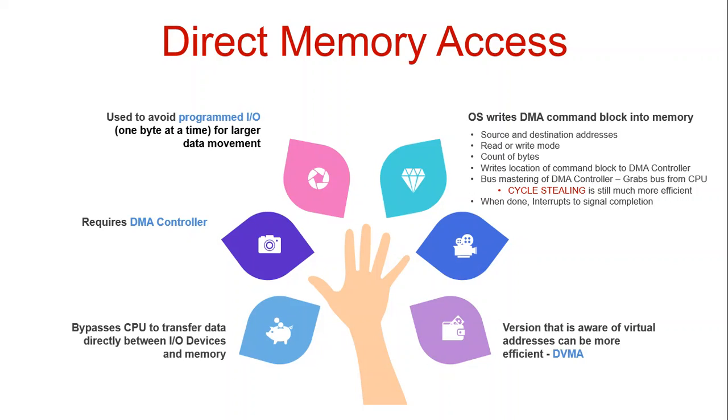The host issues the following commands to the DMA: source and destination addresses, read or write mode, and the count of the number of bytes. It writes the location of the command block to the DMA controller, which does bus mastering, grabbing the bus from the CPU, and when it's done, interrupts to signal completion.